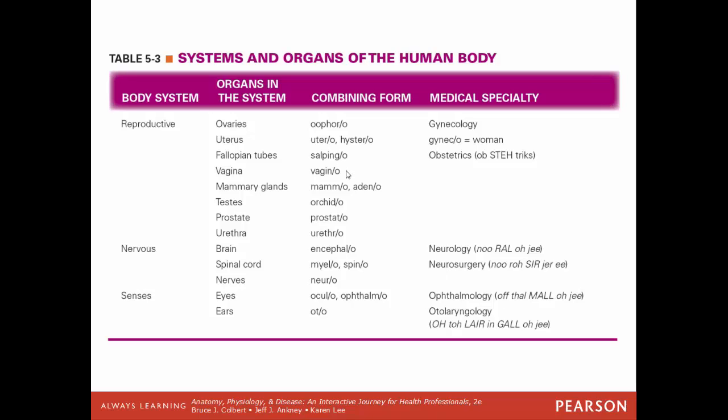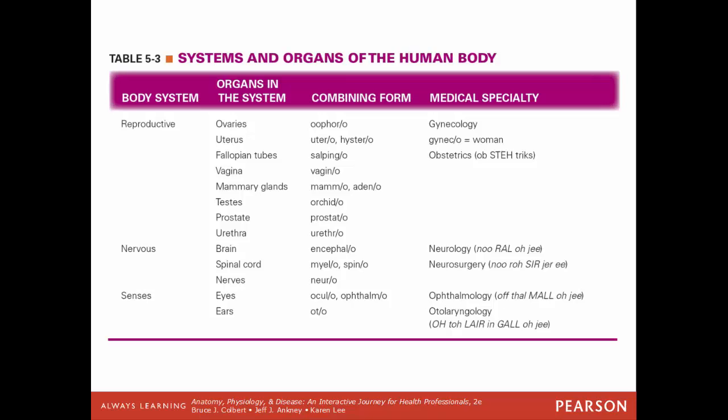And again, some common combining forms: utero, hystero, vagino, mammo, orchid, prostato, urethro. Nervous system, the brain, spinal cord, nerves: neuro or myelo or spino or encephalo, all those reference the nervous system. The general senses, like the eyes and the ears, being able to hear and see and smell and taste and touch. For the eyes, ophthalmo, like ophthalmology. Oculo for eyes. Ears is auto.